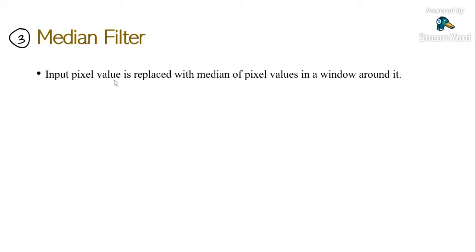So what do you mean by median? Suppose I want to find the median of 4, 3, 1, 2, 5. There are 5 values and I want to find the median. How to find the median? Arrange in ascending order: 1, 2, 3, 4, 5. And select the middle value, that is nothing but 3. So this is the median.